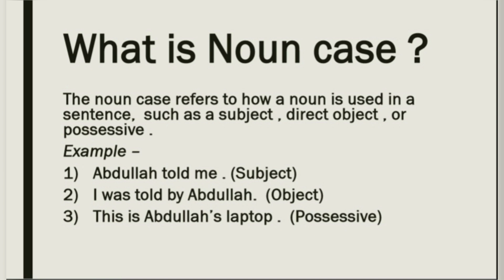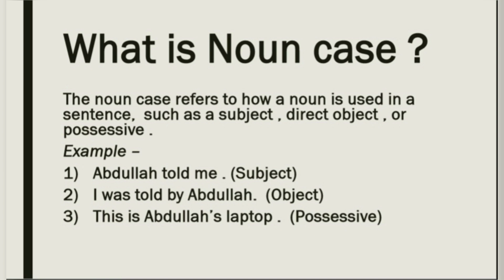So what is noun case? What does the case of a noun tell us about? The noun case refers to how a noun is used in a sentence. If we talk about how a noun is used in the sentence, we refer to the position of that noun in the arrangement of a sentence, or a syntactic arrangement. It can occur as a subject, it can occur as a direct object, or it can occur as a possessive case, and so on and so forth.